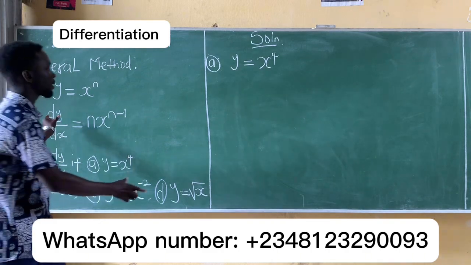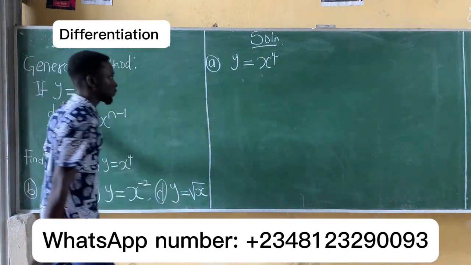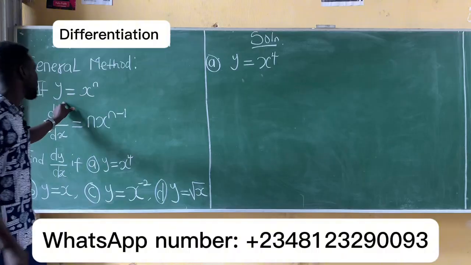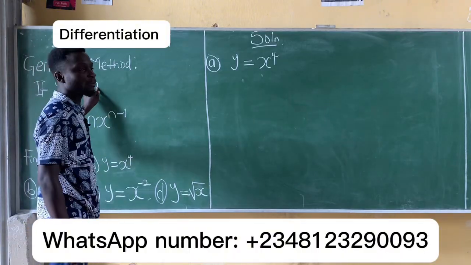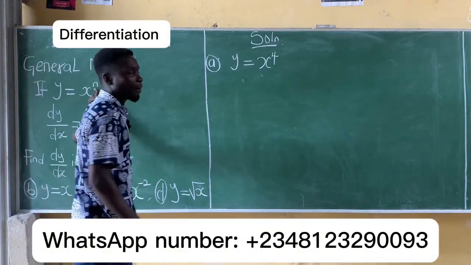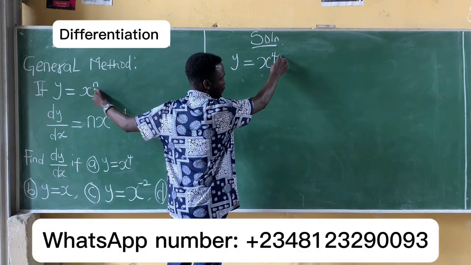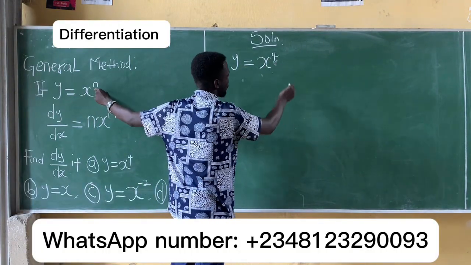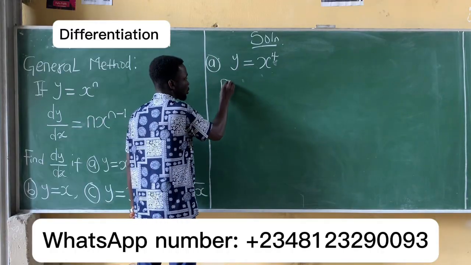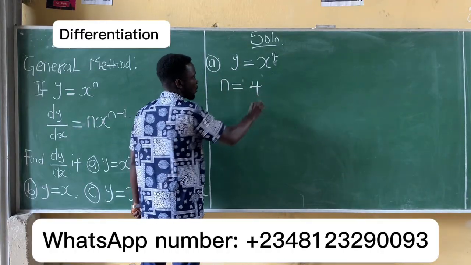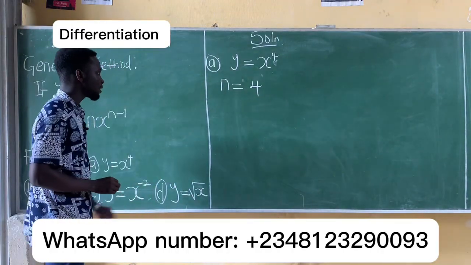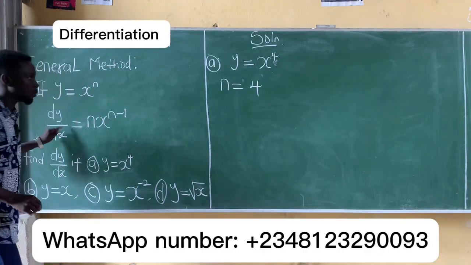Let's compare this function to the general function. If we compare it, y is equal to x raised to the power of n here. n here is our power of x. Now if you look at this, what is the power of x here? It's 4. So since 4 is the power, you can simply say that n is equal to 4. Since n is equal to 4, let's get the dy/dx.